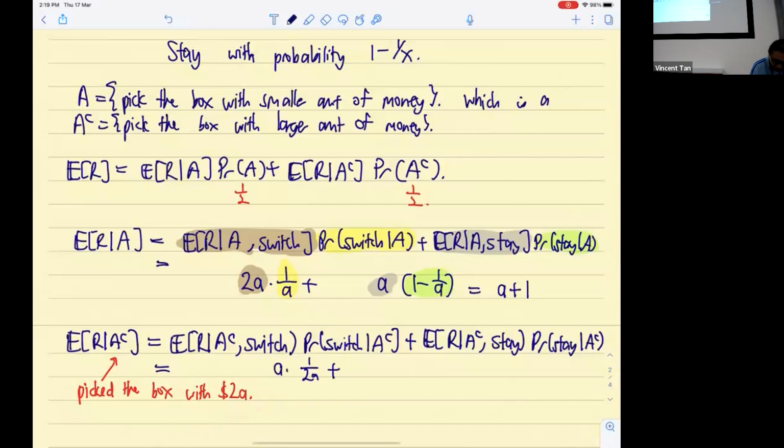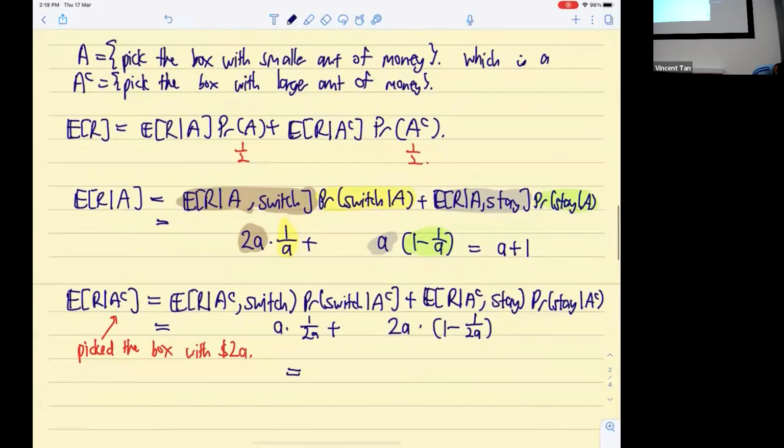Plus, you stay with probability 1 minus 1 over 2A, and you multiply this by 2A, because you picked the box with the larger amount and you're staying. So let's see whether I can do this algebra here. We have half minus 1, which is minus half. So it seems there's some asymmetry here already.